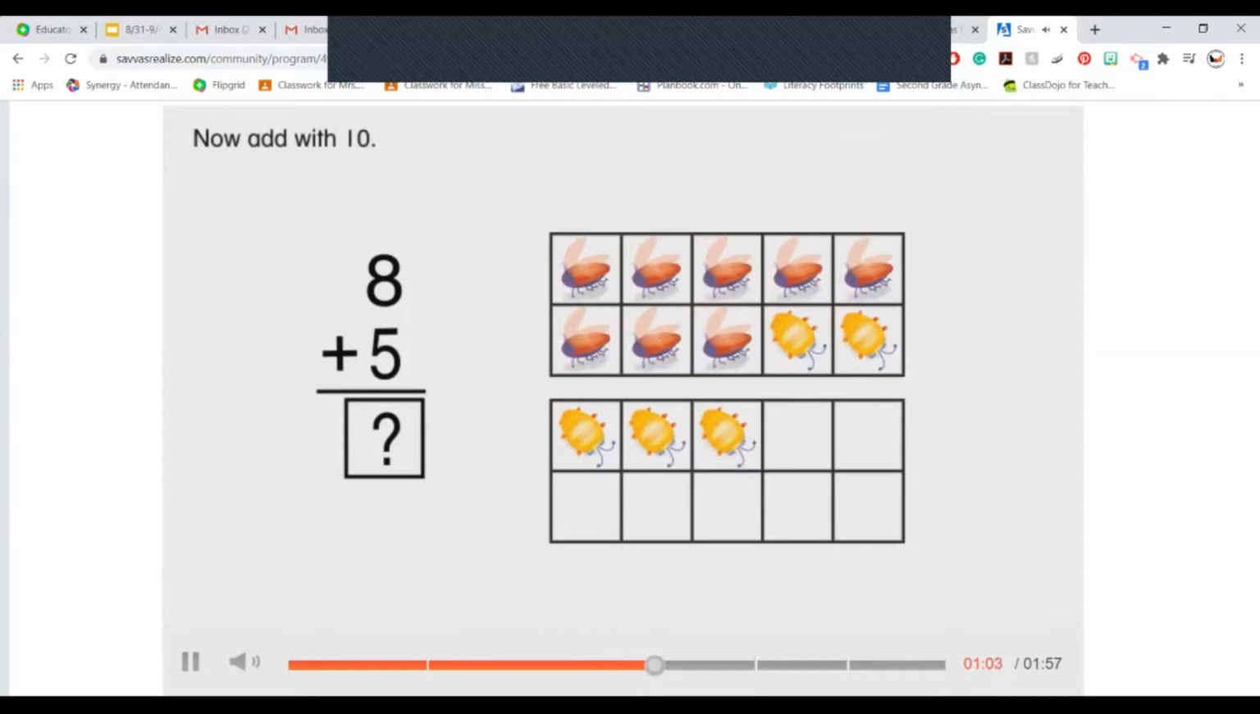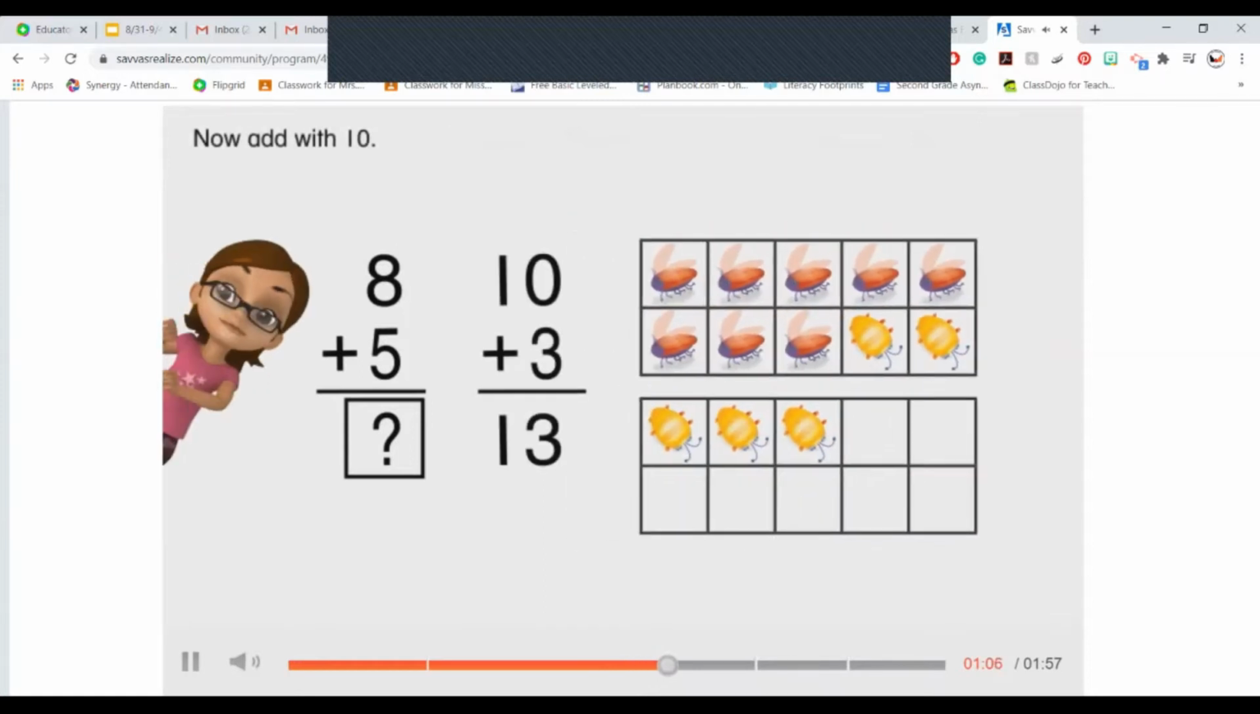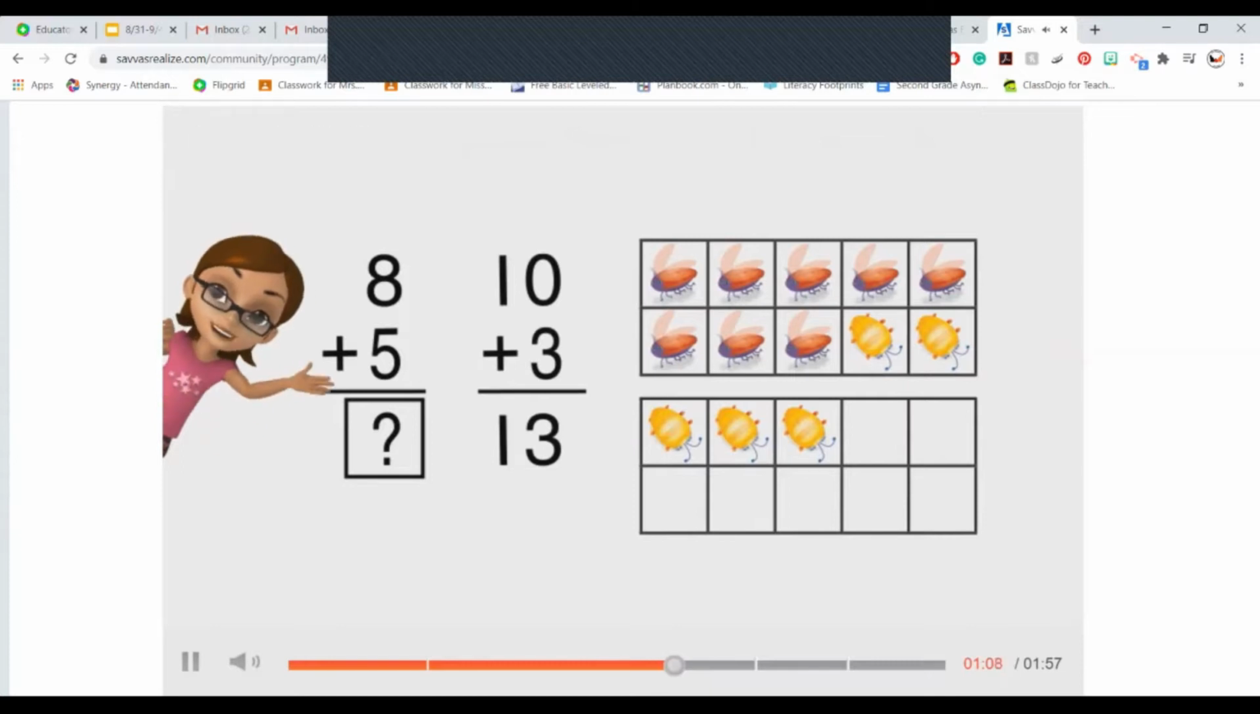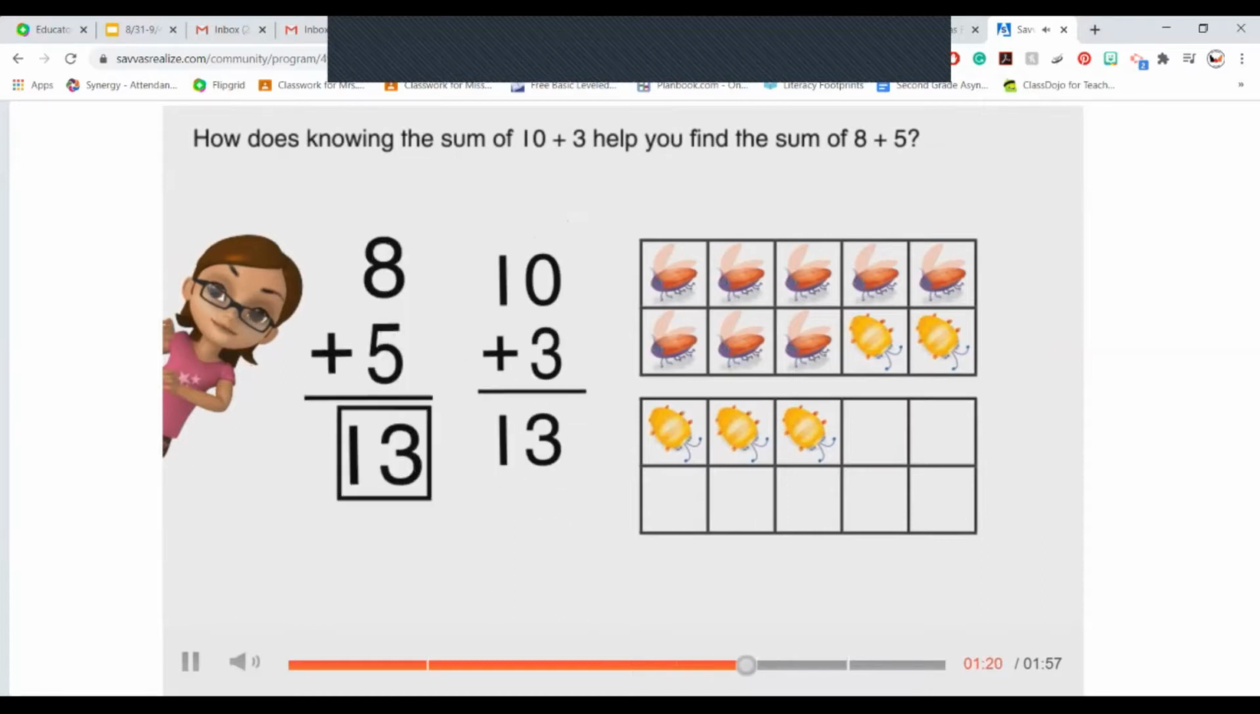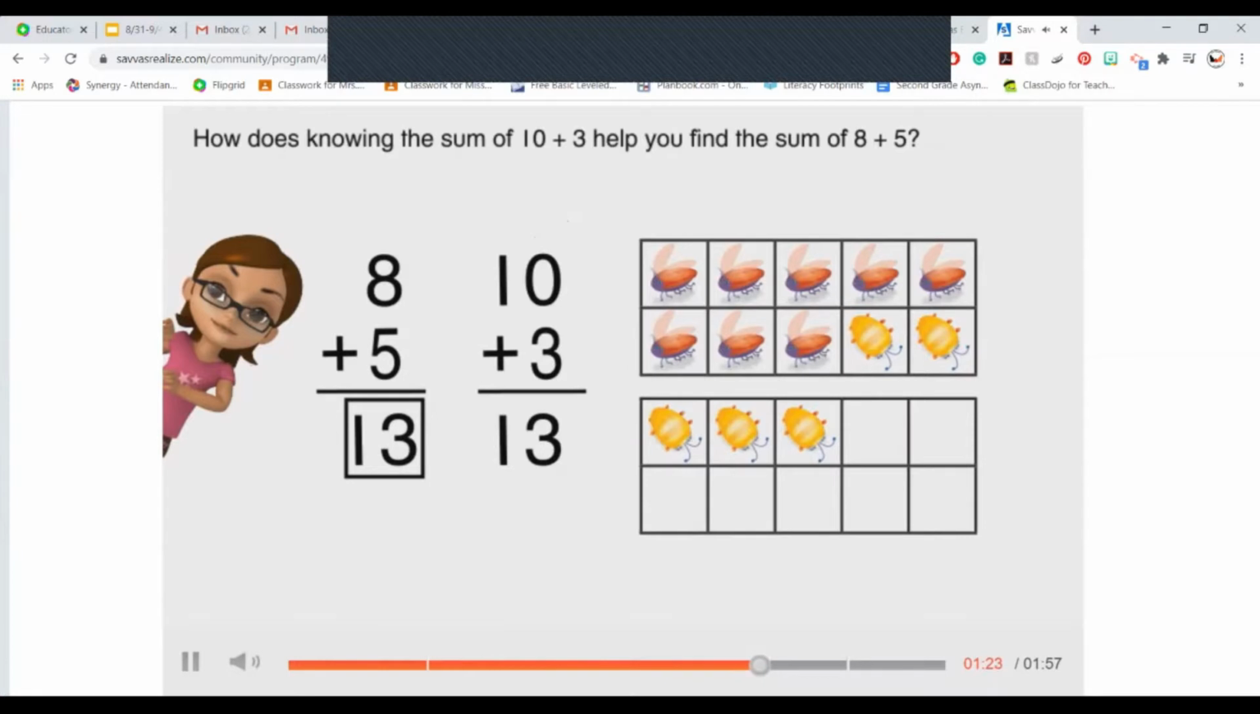Now add with 10. 10 plus 3 equals 13. So, 8 plus 5 equals 13. How does knowing the sum of 10 plus 3 help you find the sum of 8 plus 5? The sums are the same. So, if you know the sum of 10 plus 3, you also know the sum of 8 plus 5.